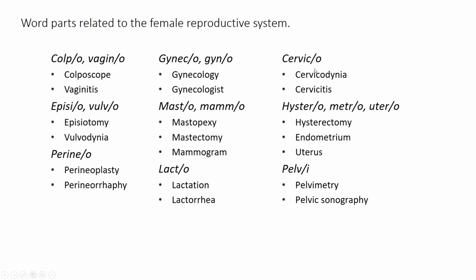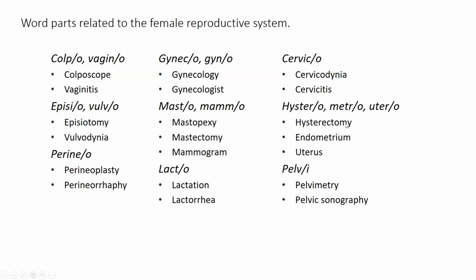Cervico in this context refers to the neck of the uterus. If you're experiencing pain in the cervix, that's a cervicodynia. Or if there's inflammation of the cervix, it's cervicitis. So again, the C can be hard or soft. In cervicodynia, it's a K sound. In cervicitis, it's the S sound. Hystero, metro, and utero all refer to the uterus. So a hysterectomy would be a removal of the uterus.